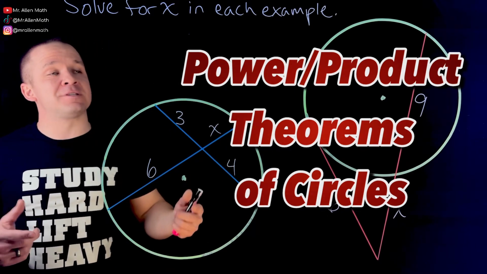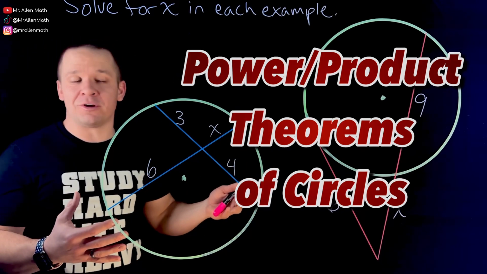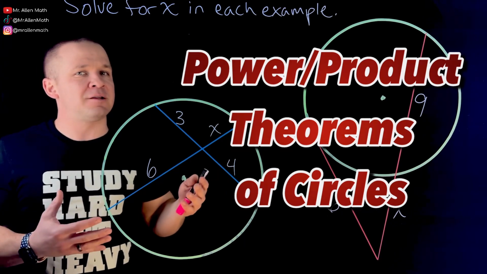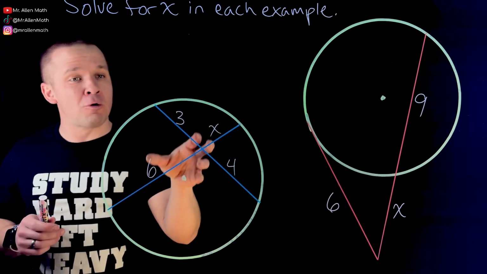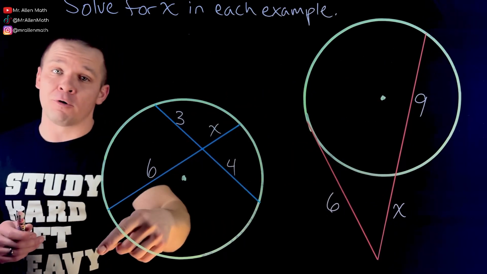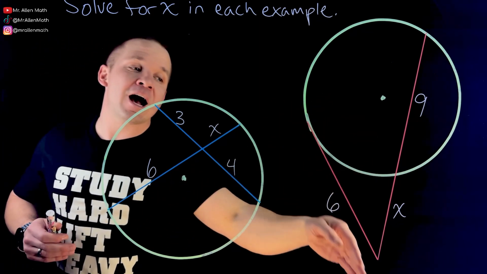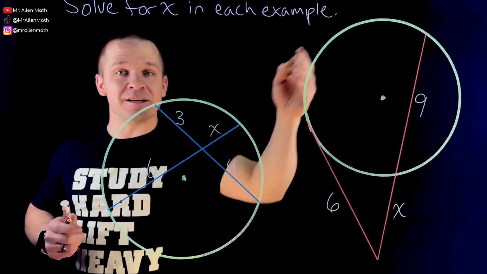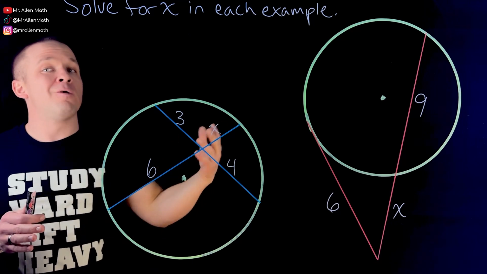Allen with a couple examples of power theorems or product theorems in circles. They have a couple different names out there. This one is a chord-chord situation. I got a chord and a chord of a circle. Over here, I have a tangent secant situation. They have two different formulas. We're going to work through both.